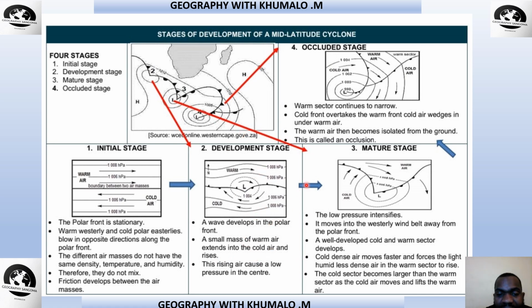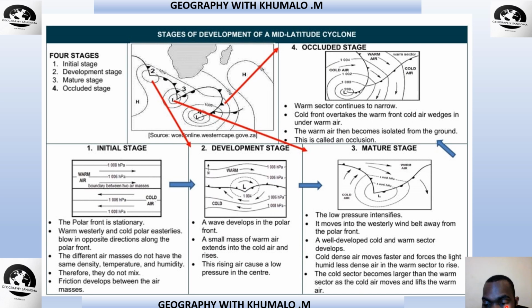In the development stage, grade 12, that is where a wave develops in the polar front. And then a small mass of warm air extends into the cold air and rises. This rising air causes a low pressure in the center. So what happens in stage two is the development of a wave. It's a kink. A wave is developing. Small masses of warm air extend into the cold air and start to rise, forming a wave.